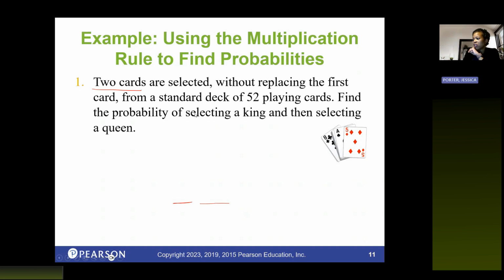Or do they say replacement? Without replacing the first card from a standard deck of 52 playing cards, find the probability of selecting a king and then selecting a queen. Well, let's do this again. A king is going to be 4 out of 52.